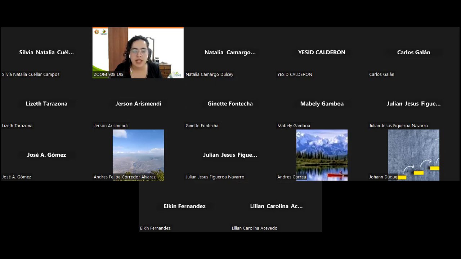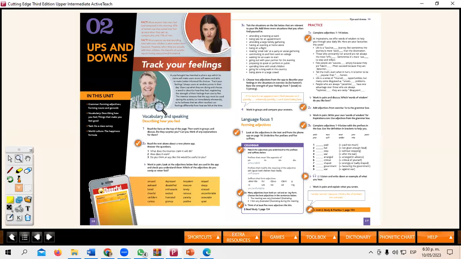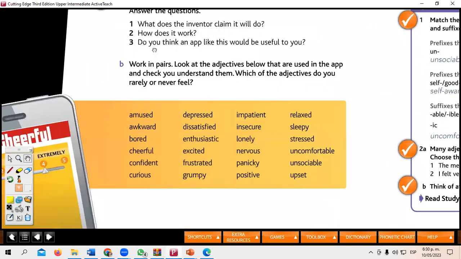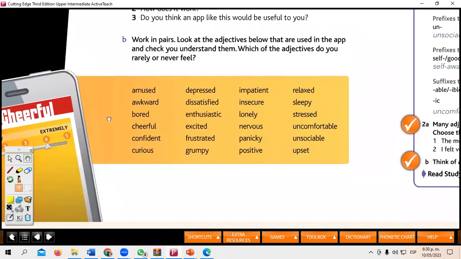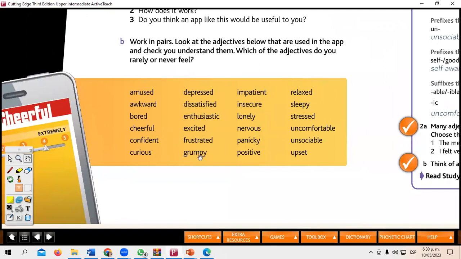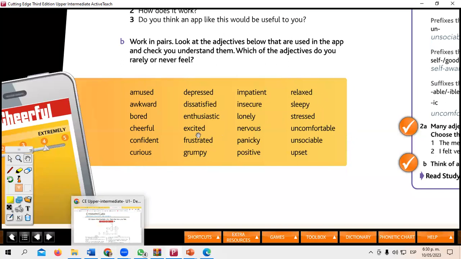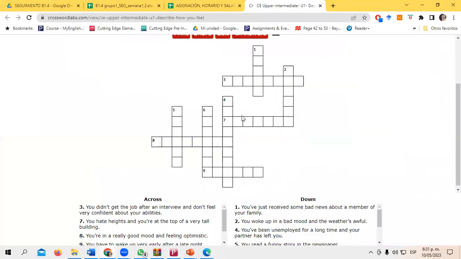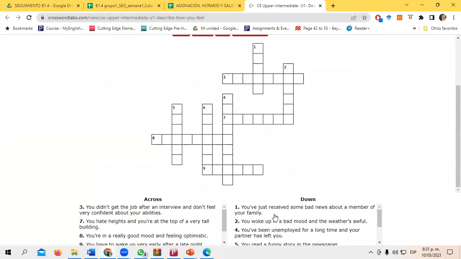Okay, so here, at the beginning of the unit, we saw some adjectives, right? Here in page 16. So we have amused, awkward, grumpy, panicky, stressed, sleepy, etc. So using this vocabulary, you can complete the crossword. We have 9 words, so you have the definitions and the number of letters to complete it, okay? So I will give you just some time to try to solve it.